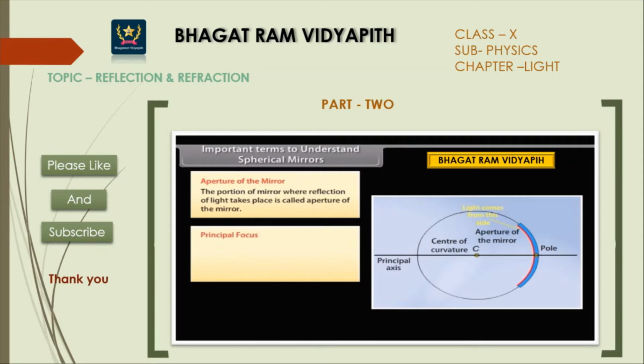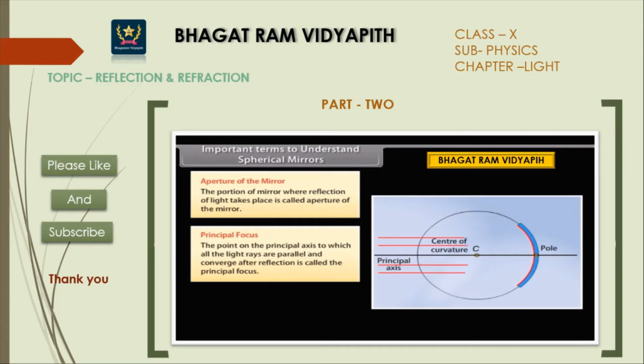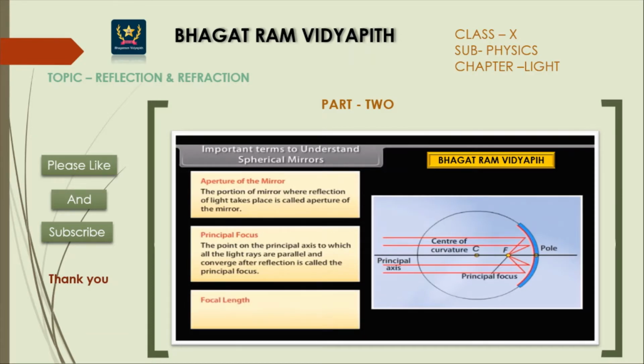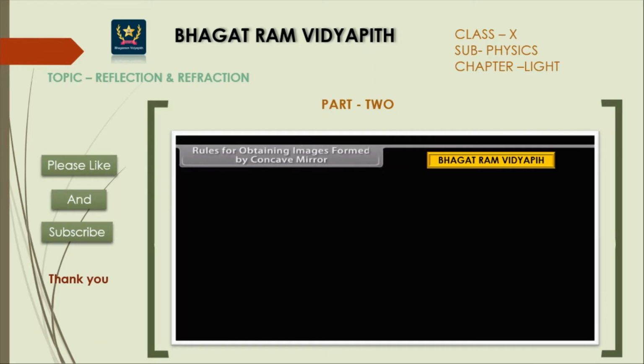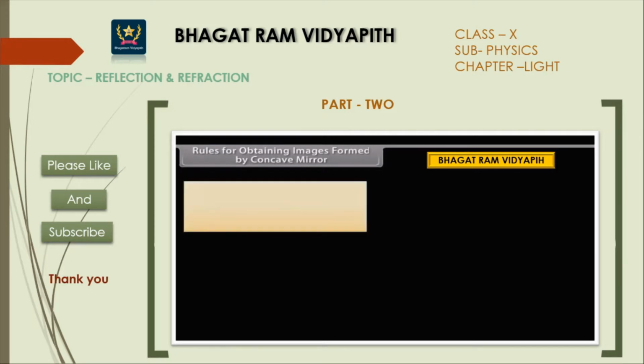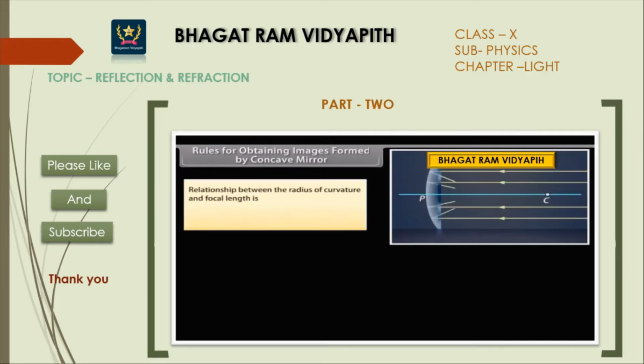Principal focus. The point on the principal axis to which all light rays parallel to the axis converge after reflection is called the principal focus. Focal length. It is the distance between the pole and the principal focus. Rules for obtaining images formed by concave mirrors. The relationship between the radius of curvature and focal length is F is equal to R upon 2.